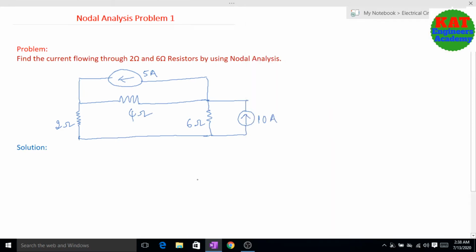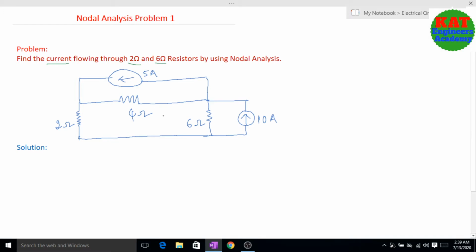Okay, just listen. So here I consider an example problem. This is the problem. Here they are asking to find the current flowing through the 2 ohms and 6 ohms resistors by using nodal analysis. So simply they are asking the current through the 2 ohms resistor and 6 ohms resistor by using nodal analysis, whatever the problem they have given.